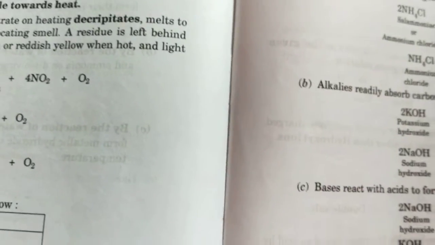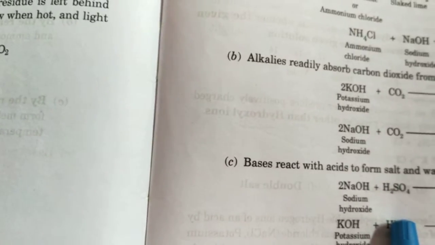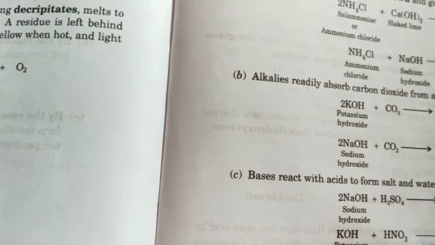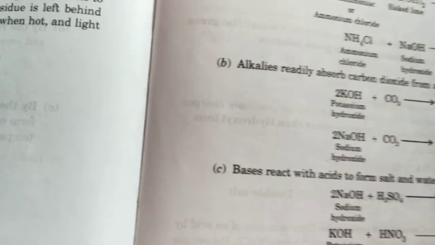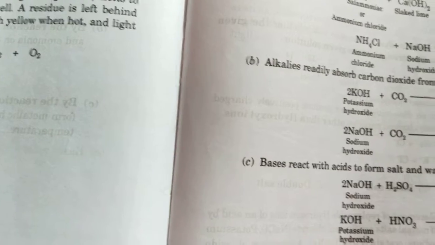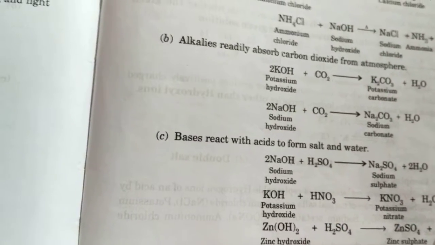Bases react with acid to form salt and water. Here, sodium hydroxide is the base, and with sulfuric acid, when base reacts with acid, then sodium sulfate and water form, that is a salt. Next, potassium hydroxide reacts with nitric acid, then potassium nitrate forms.